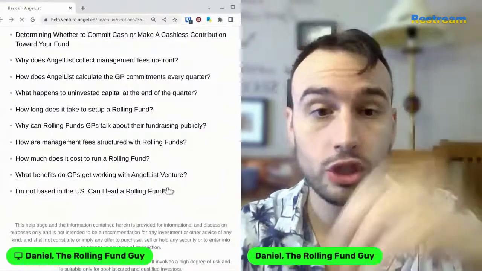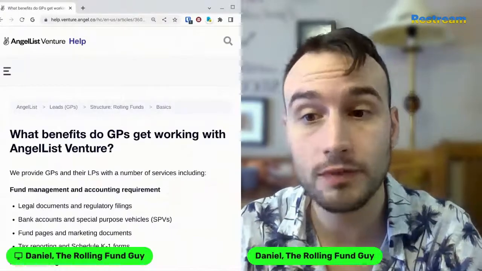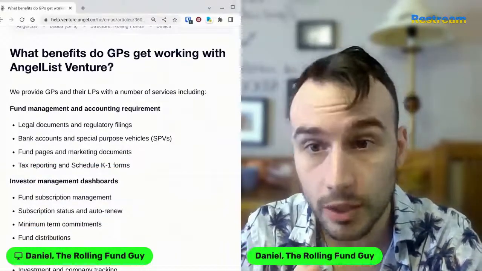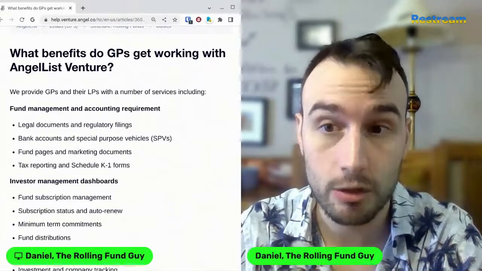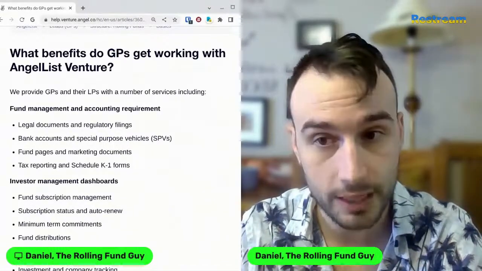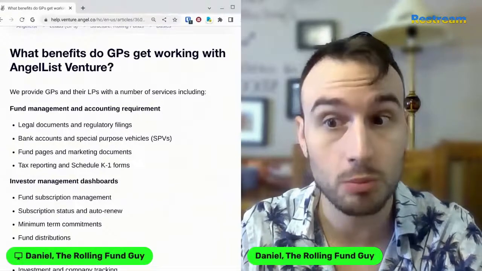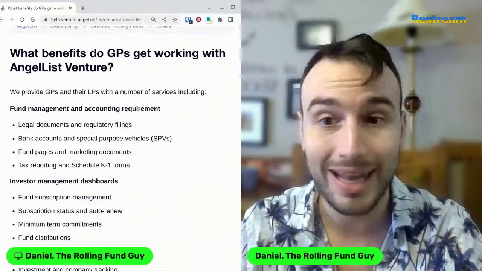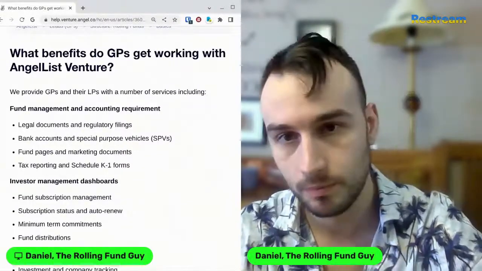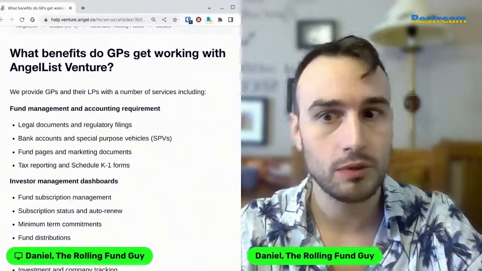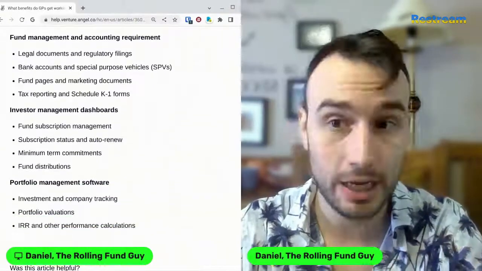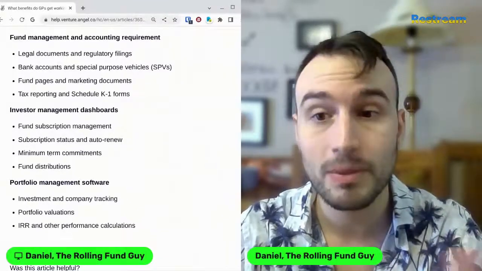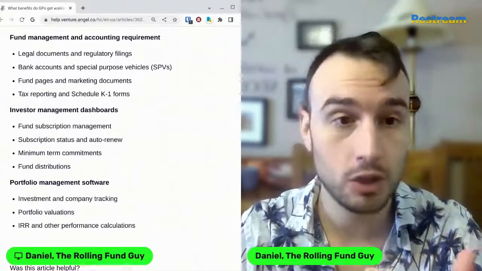What benefits do GPs get working with AngelList Venture? We provide GPs and their LPs with a number of services, including fund management and accounting requirements, legal documents, regulatory filings, bank accounts, special purpose vehicles, fund pages, marketing documents, tax reporting, and Schedule K-1 forms. We also provide investor management dashboards, fund subscription management, subscription status and auto renew, minimum term commitments, and fund distribution.